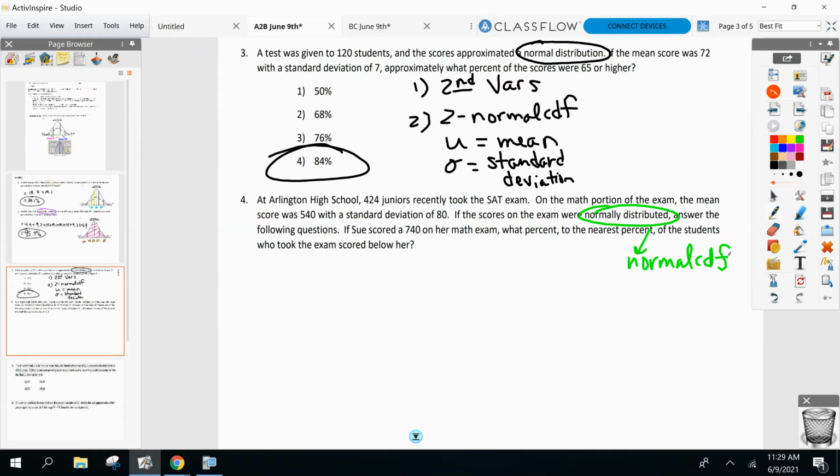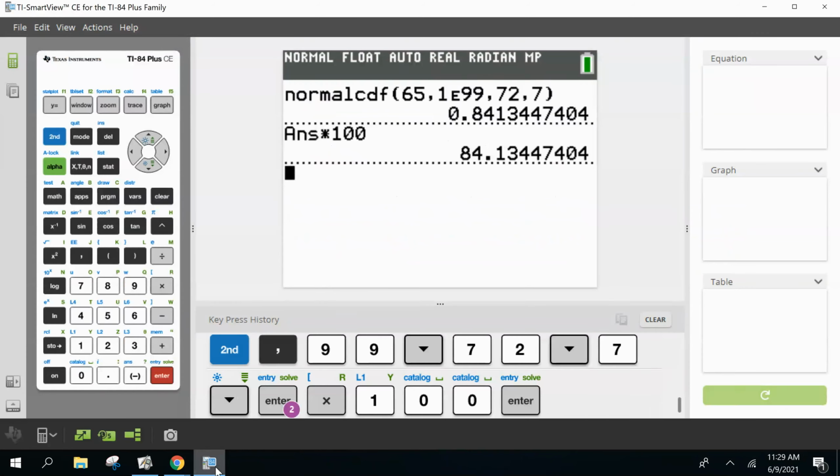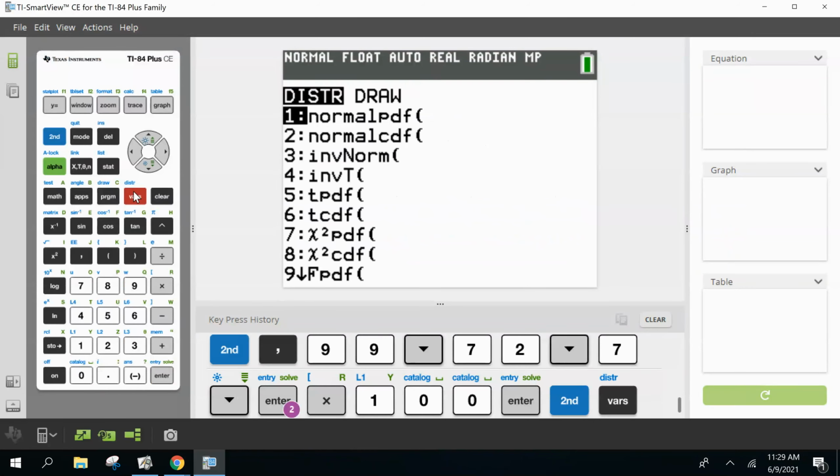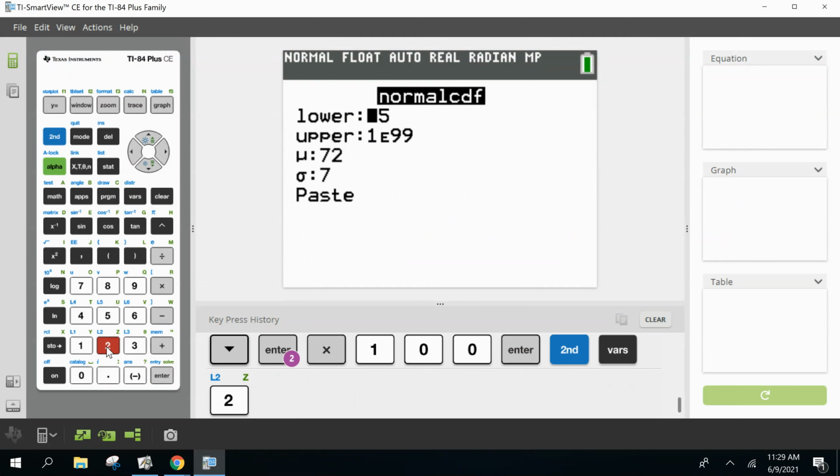All right, so everyone go to second vars again. Second vars, choice 2. All right, now everyone think. 740 was her score. I want everything below it. Let me rephrase that. Where's the 740 go? Where am I putting the 740? That's my upper, right? Because it's 740 or below.